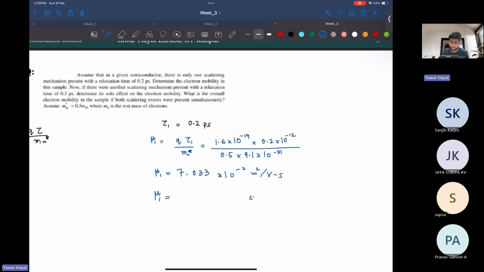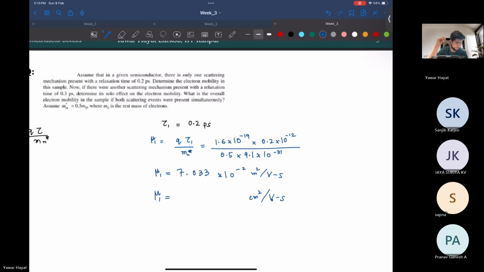It should be mu1 in terms of centimeter square per volt second. Either answer it on mic or just write it in the chat. So what you need to do is convert meter square into centimeter square. Okay, someone is typing. Yeah, 10 to the power minus 4.